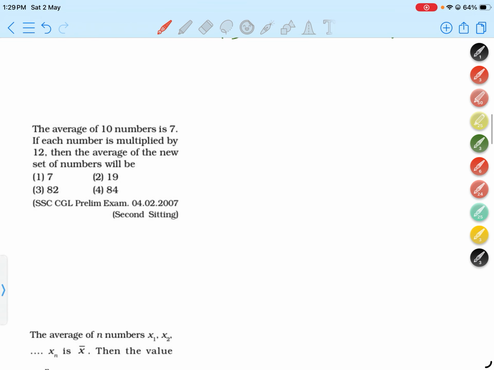Let us take a look at this example now. The average of 10 numbers is 7. If each number is multiplied by 12, then the average of the new set of numbers will be. Okay, so the average of 10 numbers is 7.